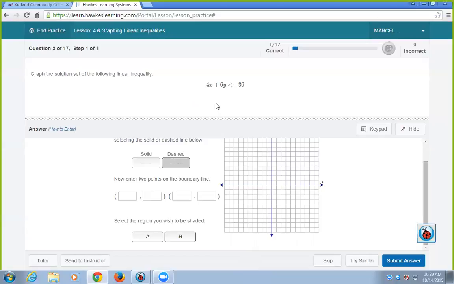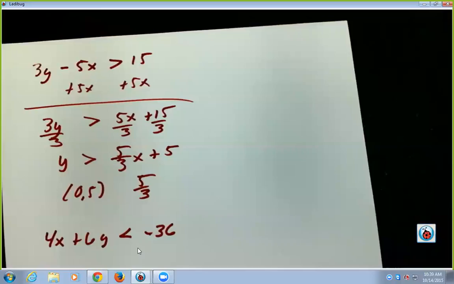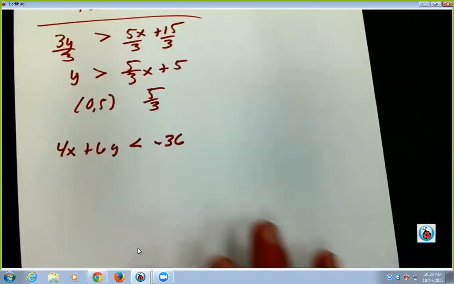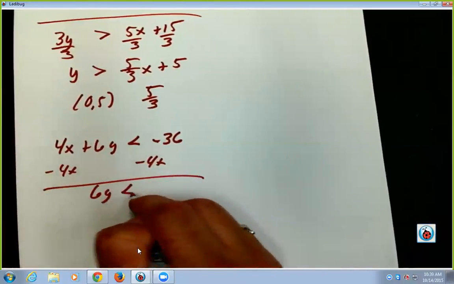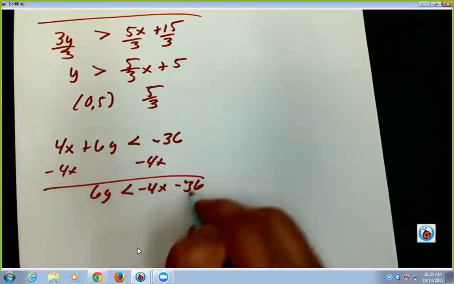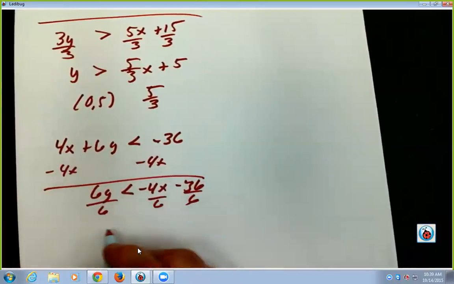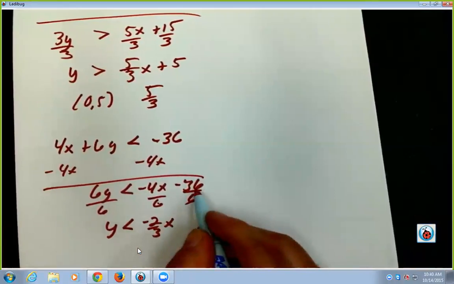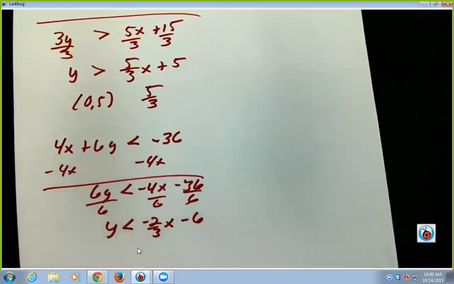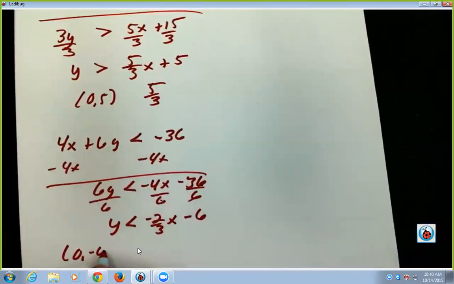So take 4x plus 6y is less than negative 36. Go to my paper, and we're going to work it out over here so we get y by itself. So I'm going to minus 4x. Negative 4x minus 36, divide by 6. And I find y is less than, this reduces to a negative 2/3 x. 6 into negative 36 is a negative 6. So I have a point, 0, negative 6. We good with that?